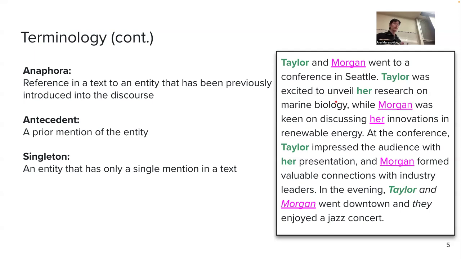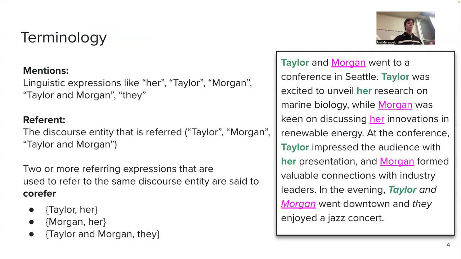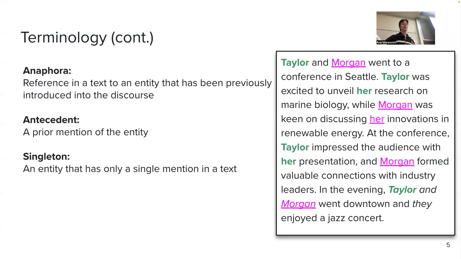A prior mention of the entity will be called antecedent. So if her is anaphora, Taylor is going to be antecedent to her, to the anaphora her. And some entities will not have multiple mentions, and therefore they're going to be singletons. Okay, so we have learned about mentions, reference, the idea of co-referring, anaphora, antecedent, and singleton.